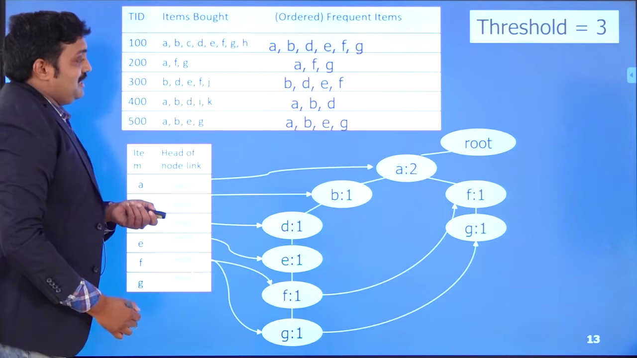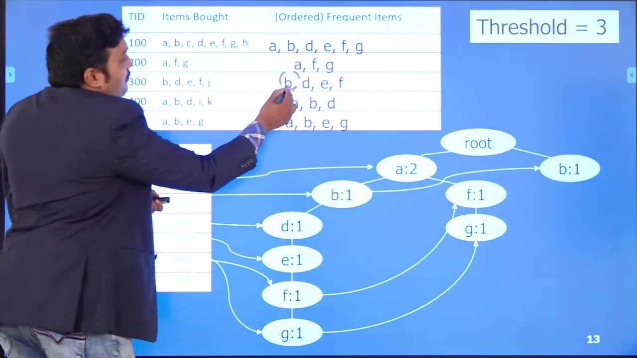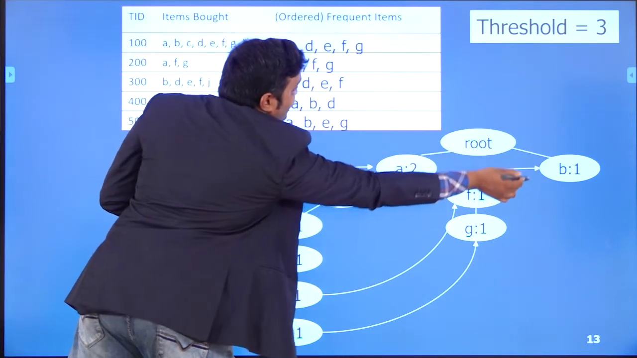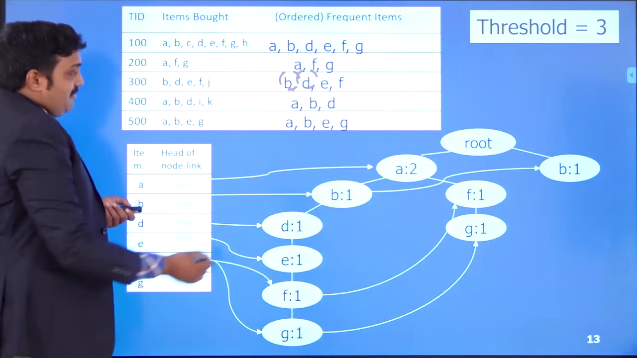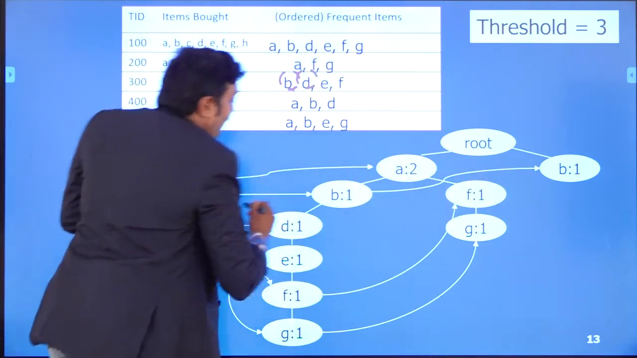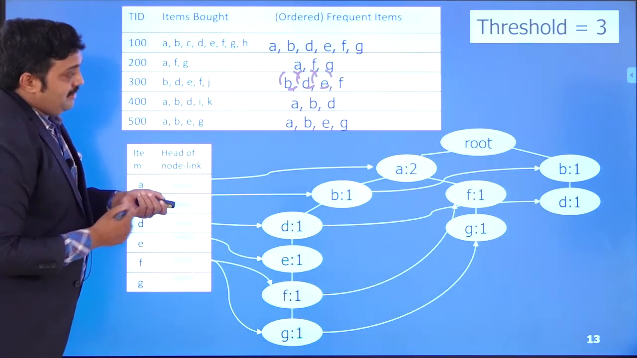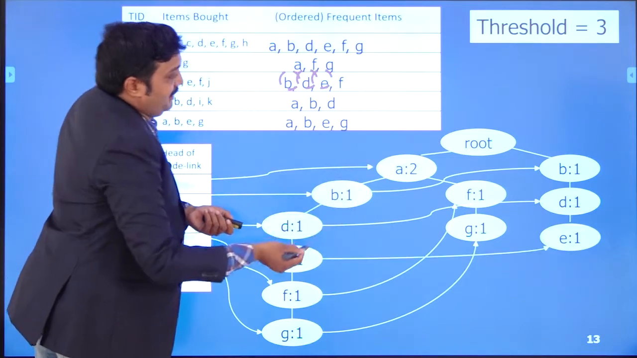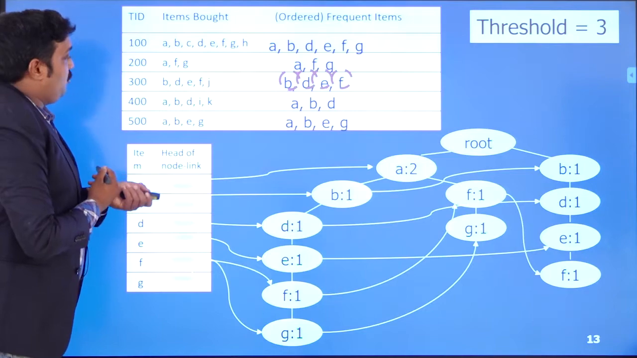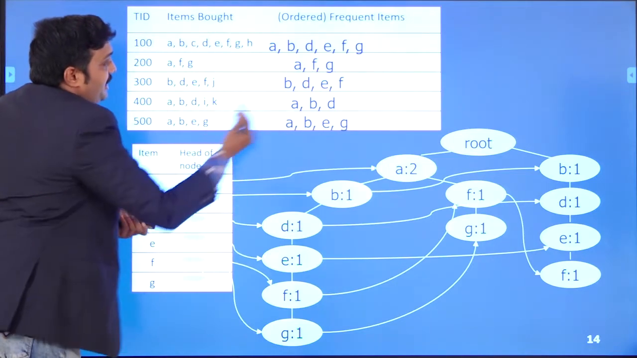Then go with transaction 3. Immediately B, but here we have no A, so we go from the root to the right side, B one time. Then we link. B is already done, so we link each and every item: B, D, E, F, done. Then I go with the fourth transaction, that is 400: A, B, D. A is available.